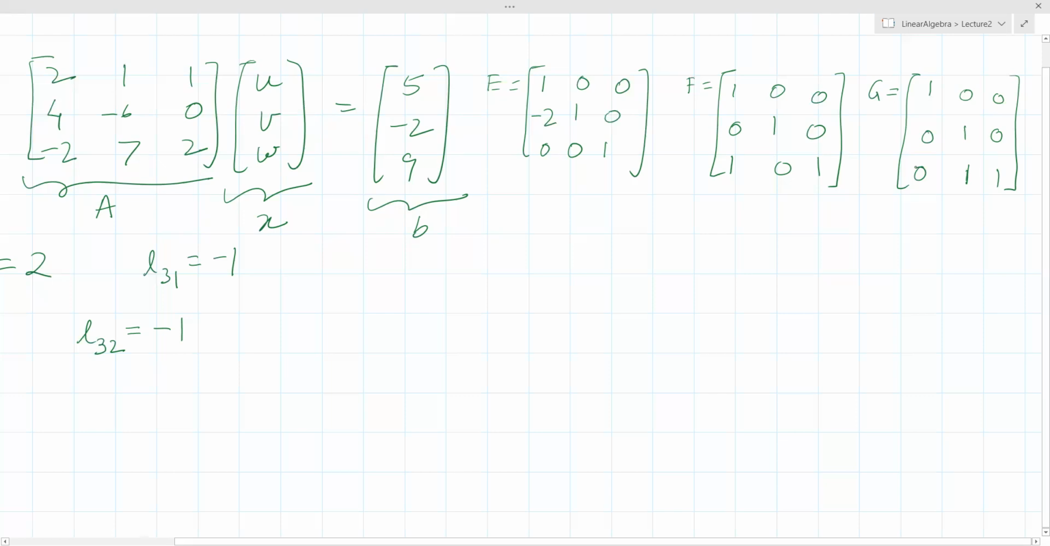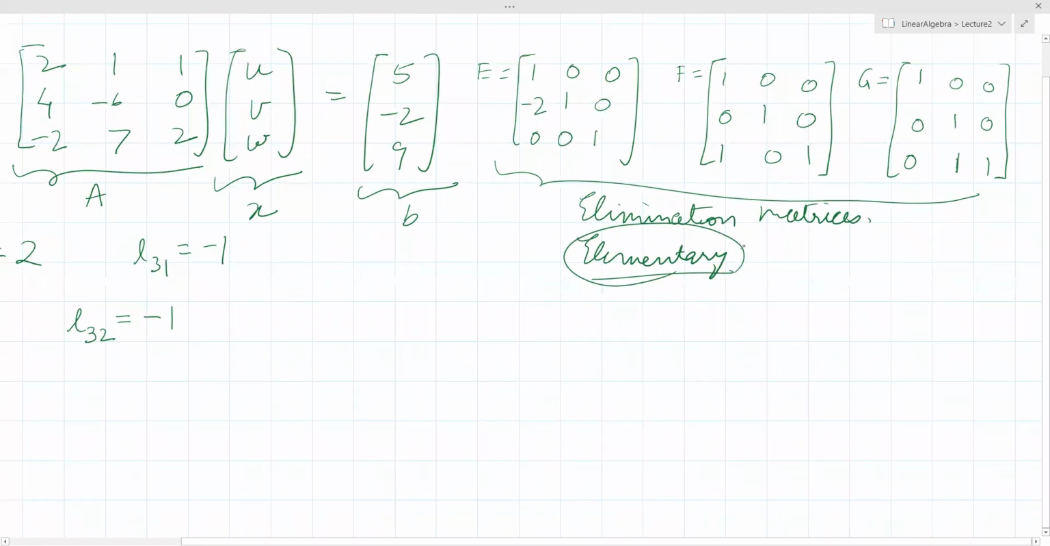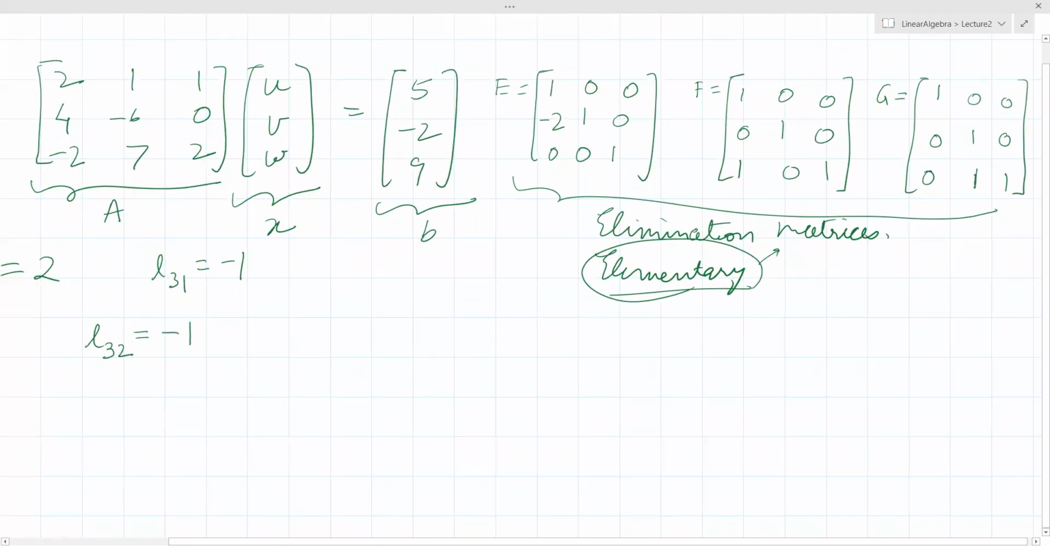So we have done a lot of things over here. These are called the elimination matrices, or also called elementary matrices. I don't know why they're called elementary, because I think elementary has a different meaning than elimination. But anyway, they're called by both these names, elementary matrices or elimination matrices. Now let us look at our original equation.